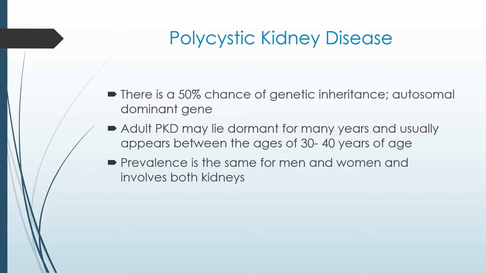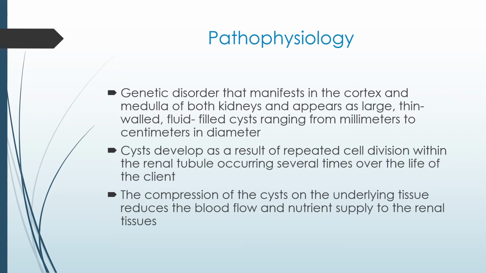Adult PKD may lie dormant for many years and will usually appear between the ages of 30 to 40 years of age. The prevalence is the same for men and women, and it always involves both kidneys. It's never just right or left. It always involves both kidneys. So, PKD is a genetic disorder that will manifest in the cortex and medulla of both kidneys and appears as large, thin-walled, fluid-filled cysts. These cysts range in size from millimeters to centimeters.